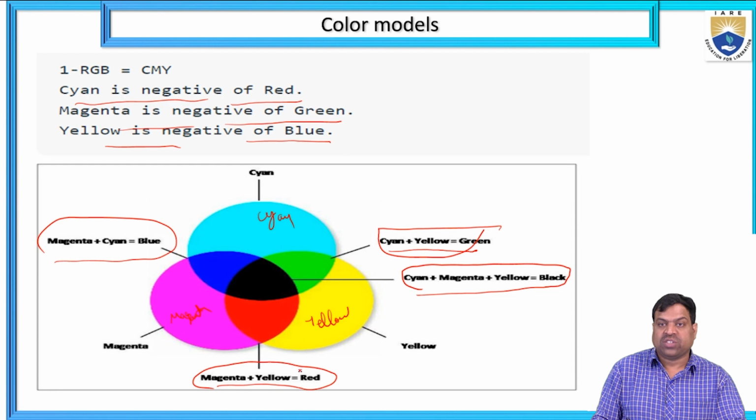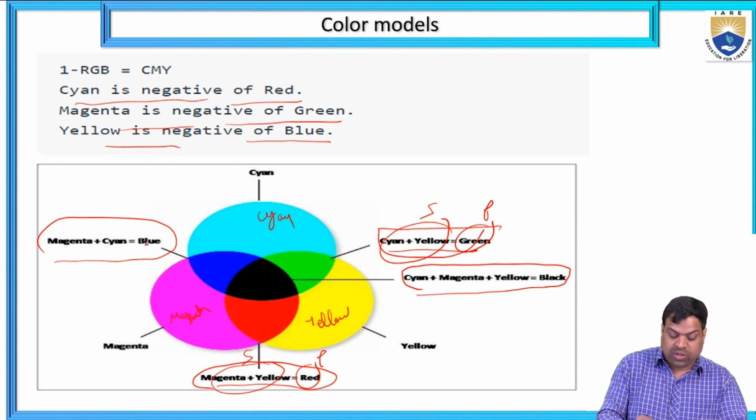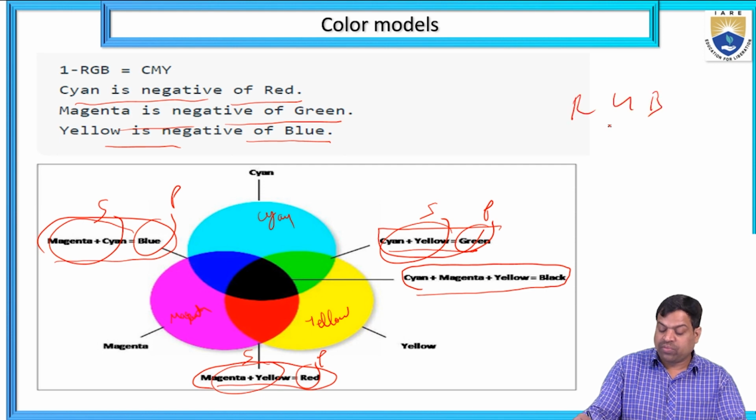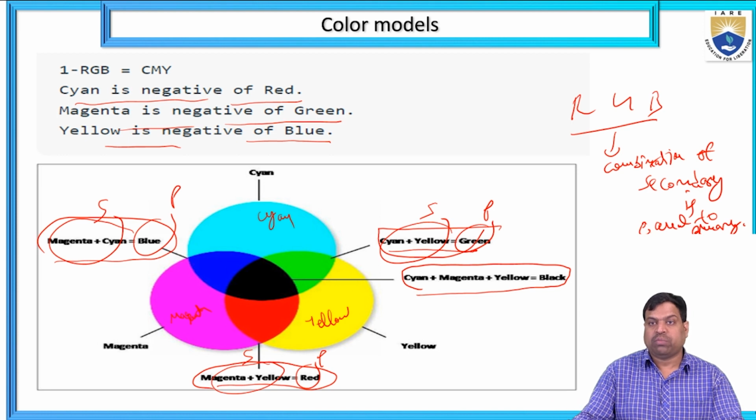Here are two combinations, magenta plus yellow. Already we know red, green, blue. So a combination of secondary colors equals a primary color. Red, green, blue, so RGB. A combination of secondary equals primary. A combination of primary equals secondary. These are the color combinations of the color model.